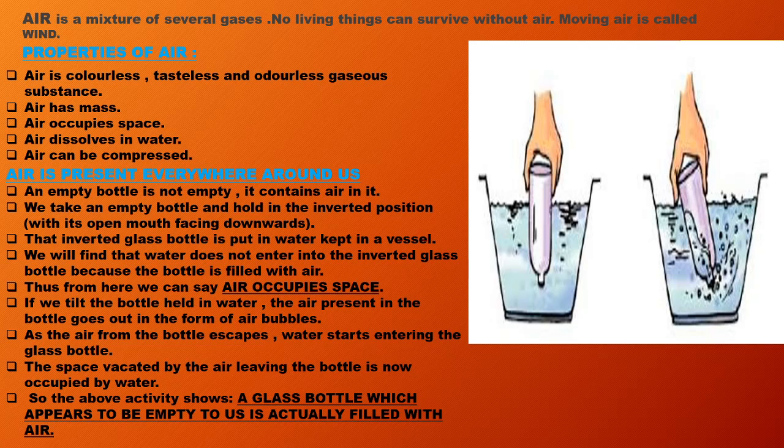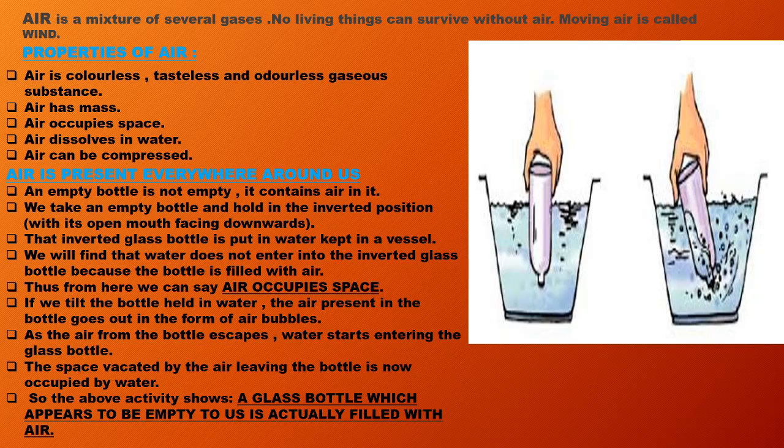So if we insert that bottle inside the vessel which contains water, definitely the water should enter into the bottle. But contrary to our thinking, we are seeing that no water is coming inside the bottle. So we can say, as the air is present inside the glass bottle, no more water can enter. So from here we can say air occupies space.